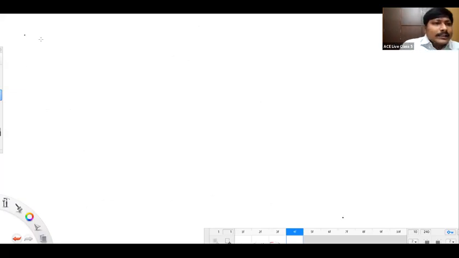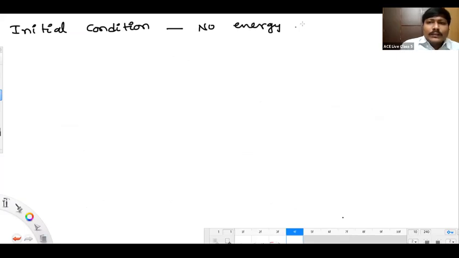Okay, right. So I can say the initial condition will be no energy stored in the transmission line. No energy stored in the line.